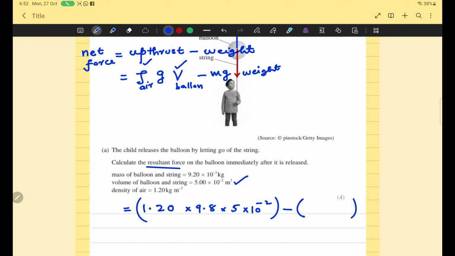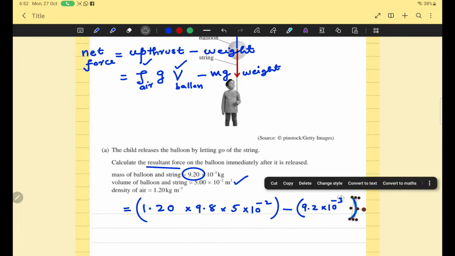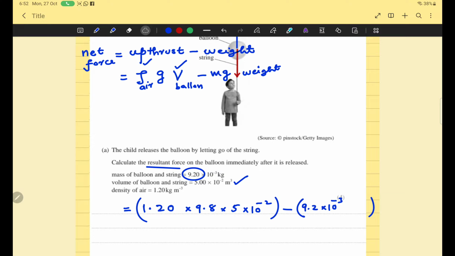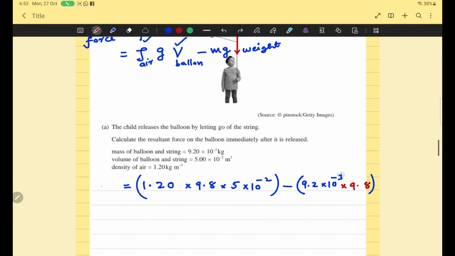Now I am subtracting weight. For weight, the mass of the balloon is 9.2 exponent minus 3, it is mass, and mass into gravity, gravity is 9.8. So I have used the equation of upthrust. It is rho GV minus weight, weight is mg. So if you use a scientific calculator, then you can calculate the resultant force.